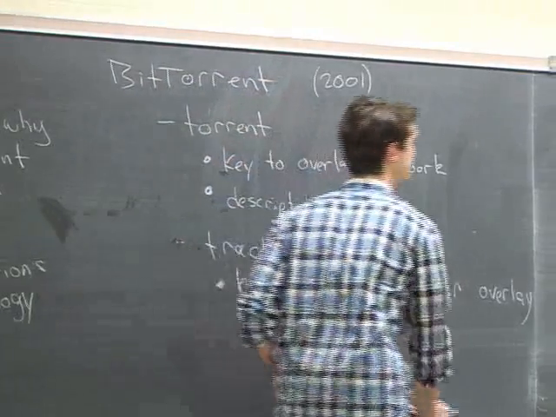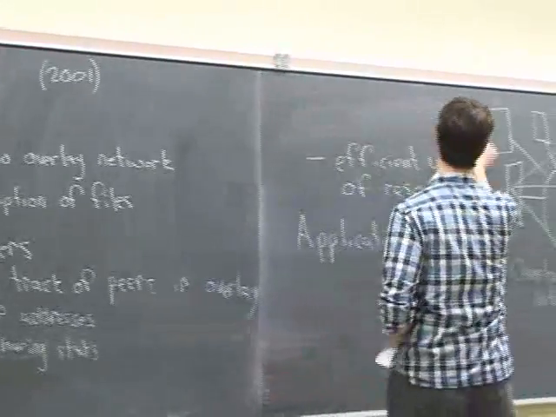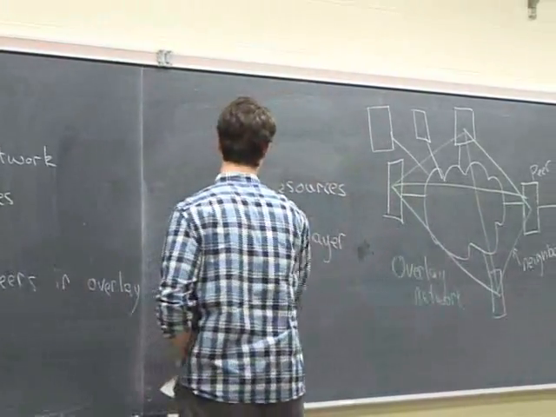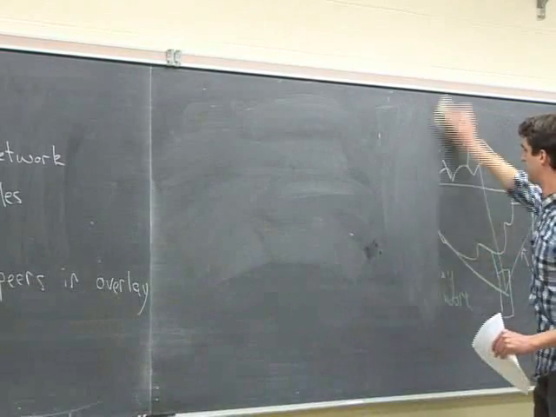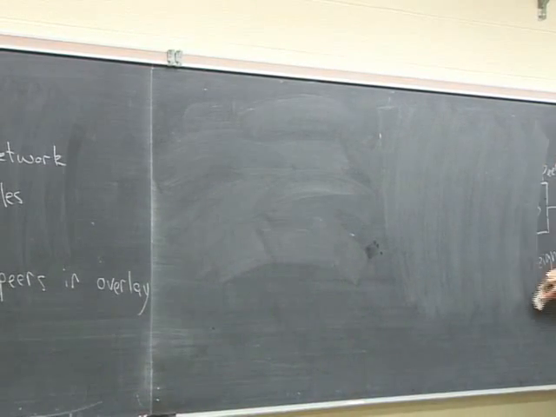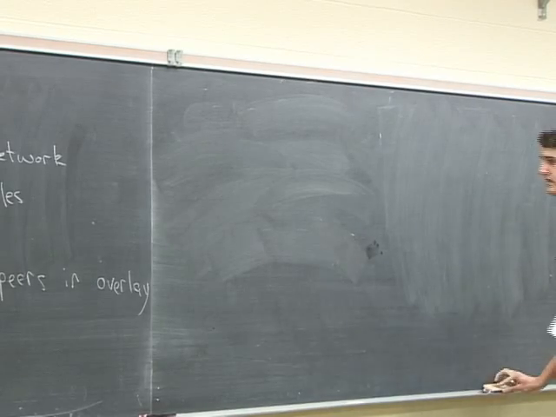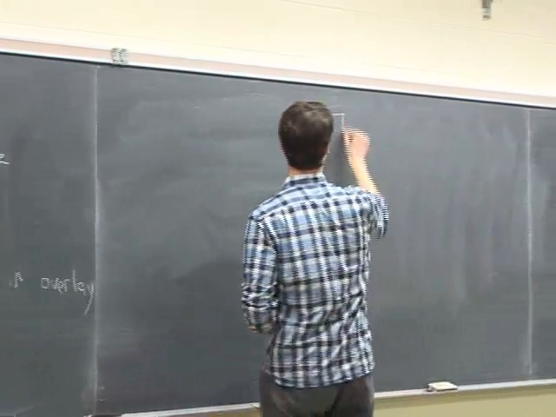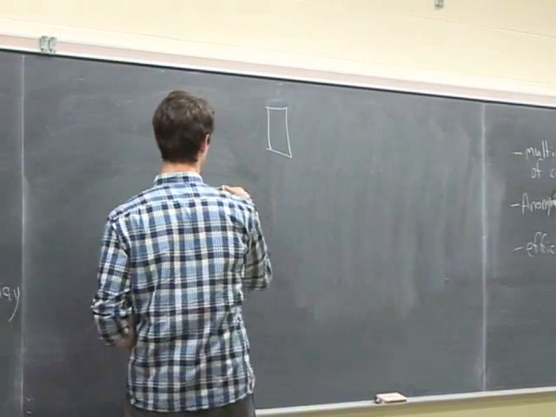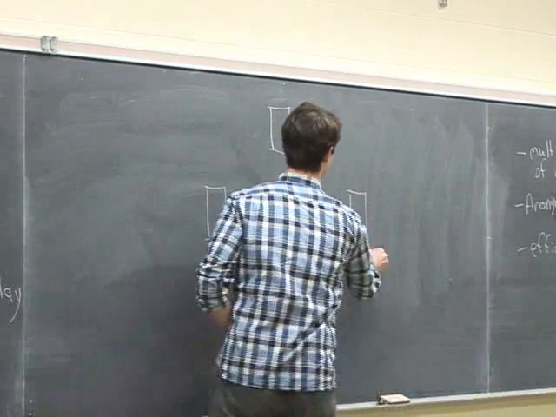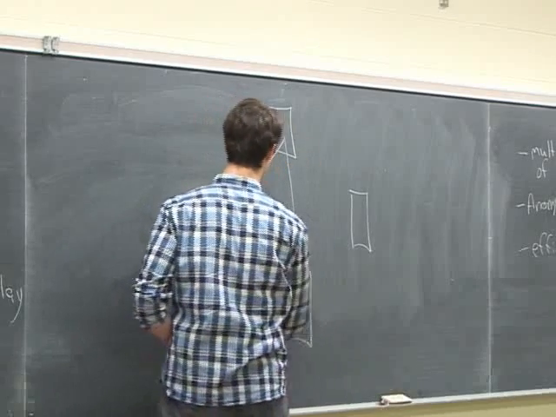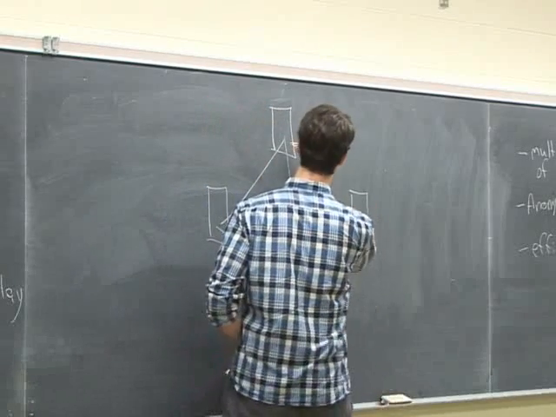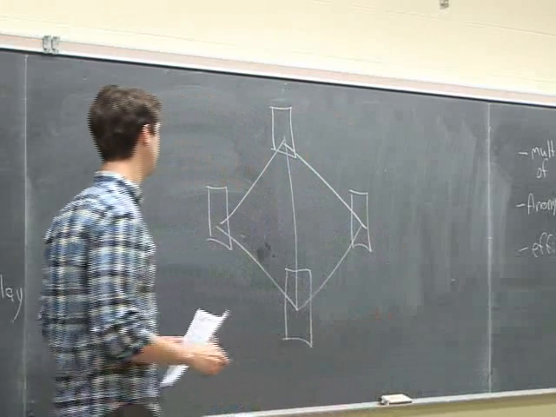Okay, so let's get into the actual operation of BitTorrent. Okay, so I'm going to redraw my network basically. So assume that we have these 4 peers in there, and that they're connected something like this.